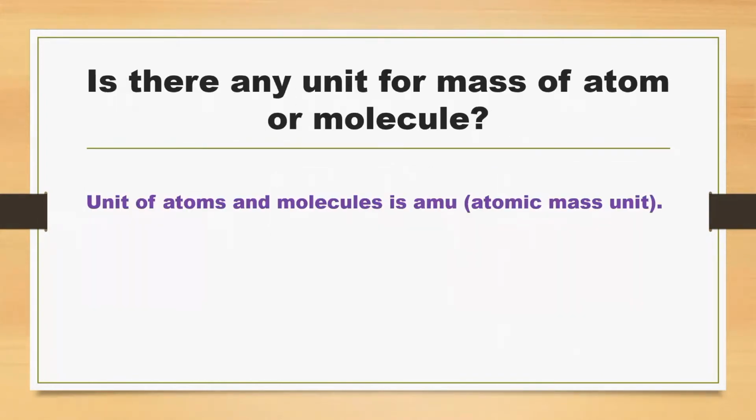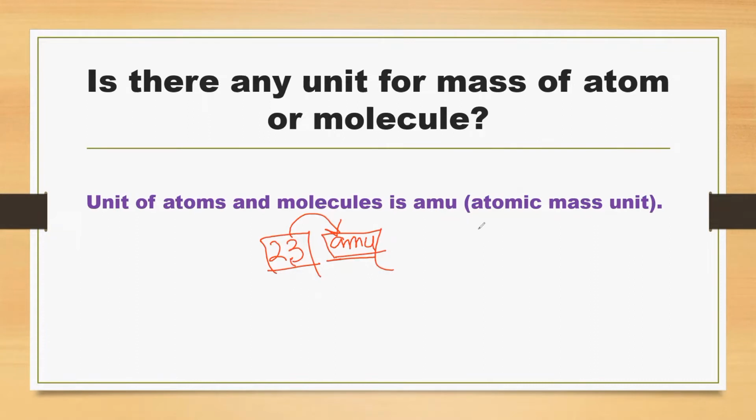Is there any unit for the mass of an atom or molecule? You might have noticed that there are some units which are used for particular representation. Similarly, for the mass of an atom, we use the atomic mass unit. The AMU represents that we are talking about the mass of an atom or molecule or compound, right? If I write just 23 AMU, that means I'm talking about the mass of a substance because it is AMU, and 23 AMU is the mass of sodium, right?